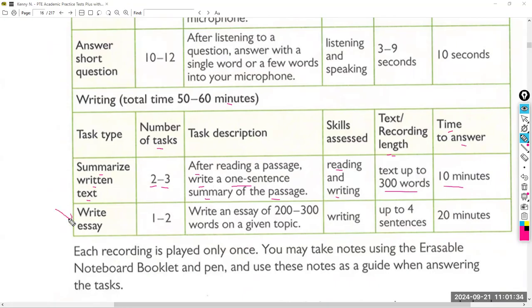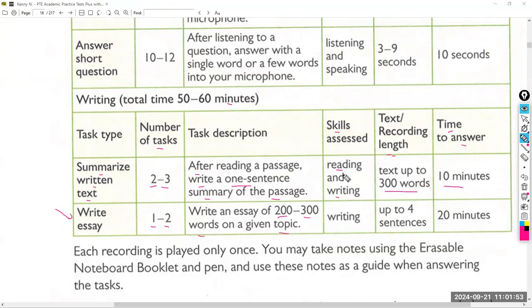Finally, I have to write an essay. And the number of tasks, maybe I have to write one essay, maybe I have to write 2 essays. We will notice that when we start practicing. So I have to write an essay. This essay is about 200 to 300 words on a given topic.